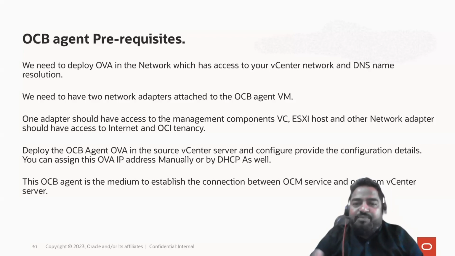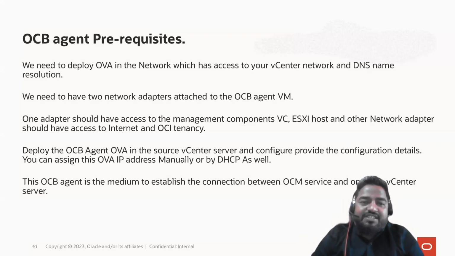So we need to deploy the OCB agent in a network from where it can reach your vCenter server and resolve the DNS names of your vCenter server as well as your ESXi host, which will help with taking the snapshot and will allow your OCB agent to communicate with different services like the vCenter server, ESXi host, and your virtual machines as well.